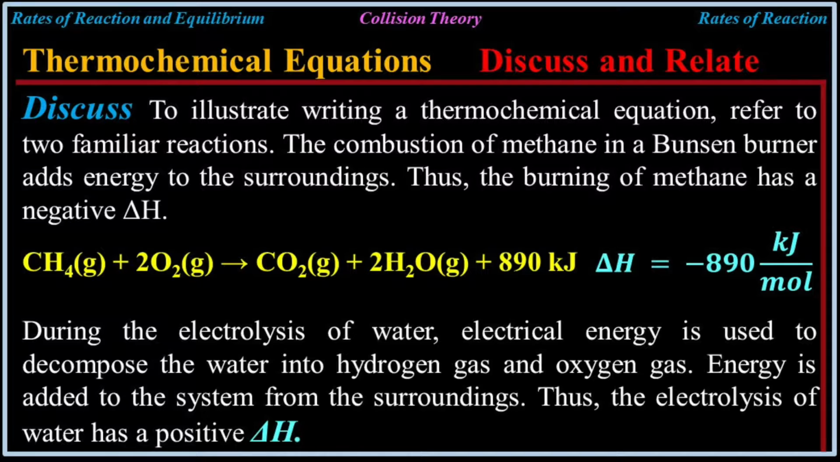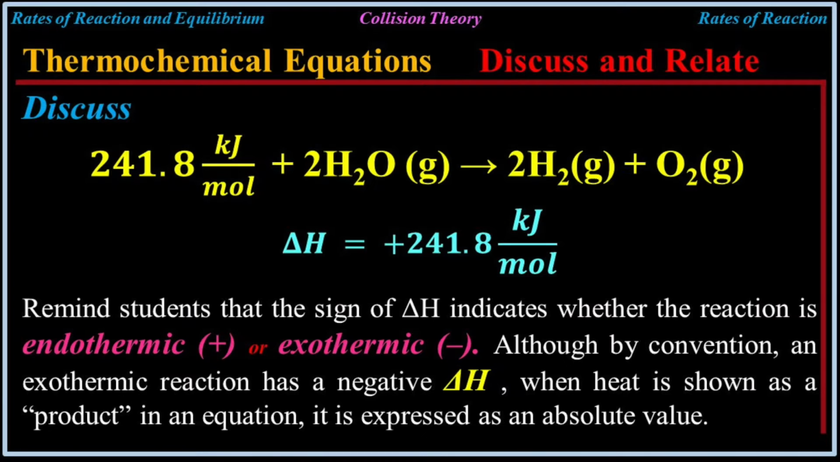During the electrolysis of water, electrical energy is used to decompose the water into hydrogen gas and oxygen gas. Energy is added to the system from the surroundings. Thus, the electrolysis of water has a positive delta H. A positive delta H. Let's look at that more closely. So you have 241.8 kilojoules per mole plus 2 moles of water. That will decompose into 2 moles of hydrogen plus 1 mole of oxygen. So it's endothermic by 241.8 kilojoules per mole.